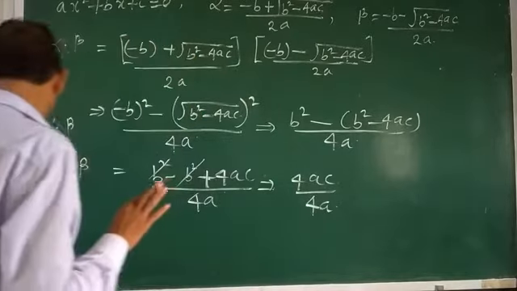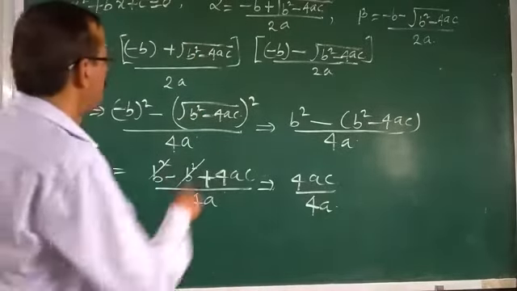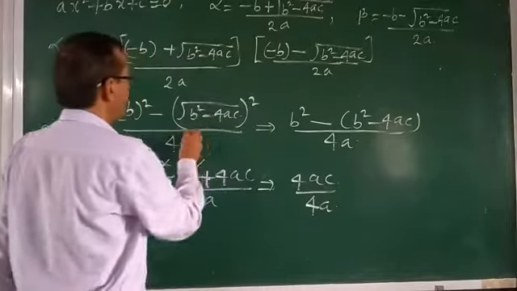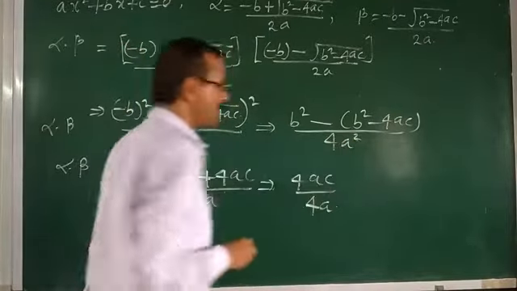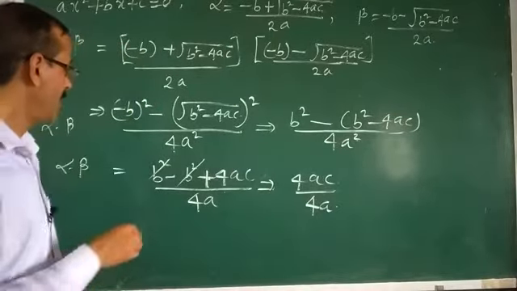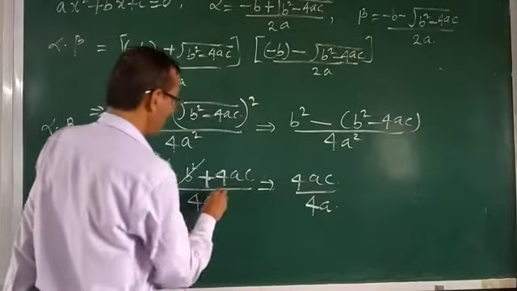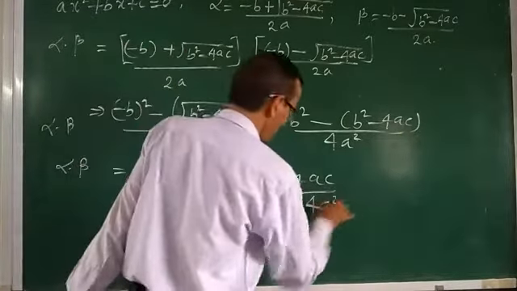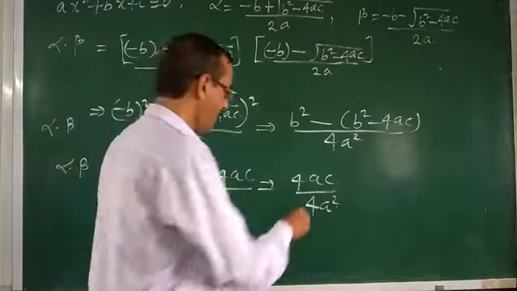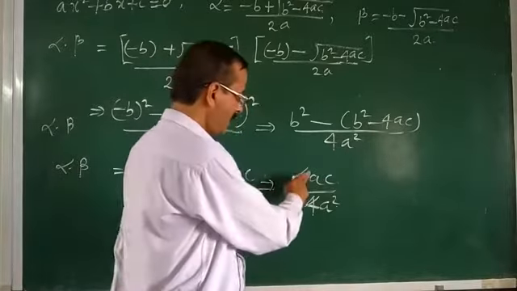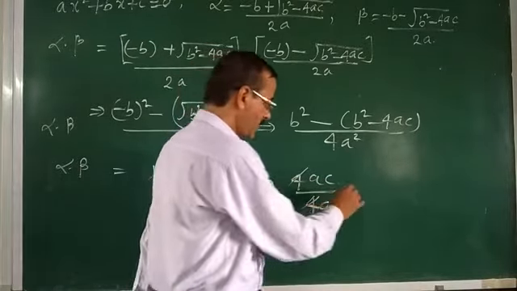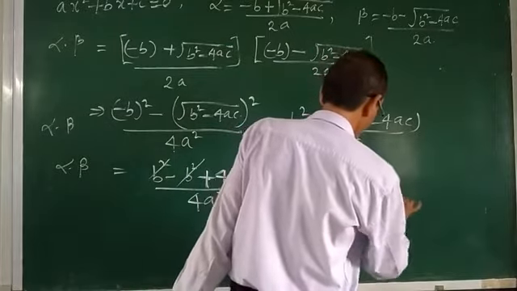One thing written, check here. A into a, that is a square. What will be here? A square. A square, A square. What is here? A square. Right? Now 4 cancel. 1a will be cancelled. So we can write here c upon a.